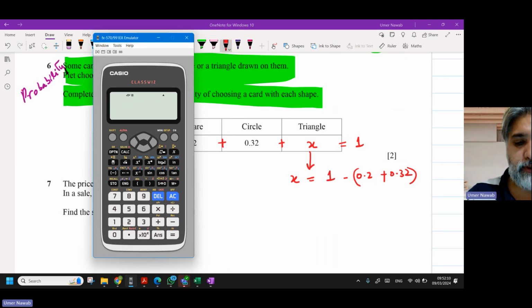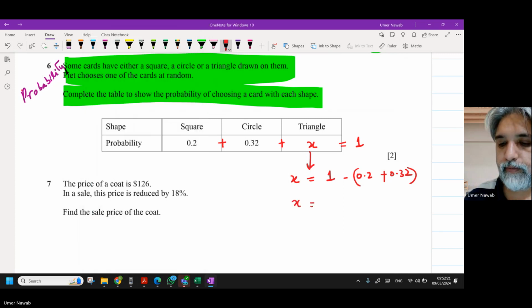Now I'm going to use the calculator. 1 minus bracket open 0.2 plus 0.32. It gives me 0.48. So this will give me 2 marks. I have to write here 0.48.